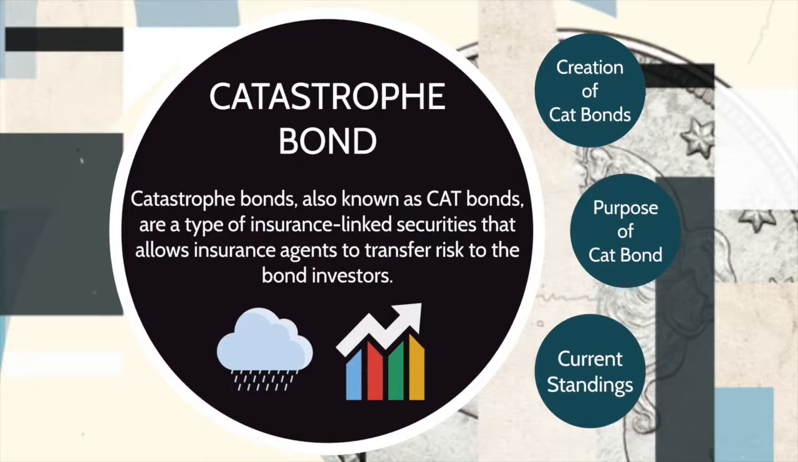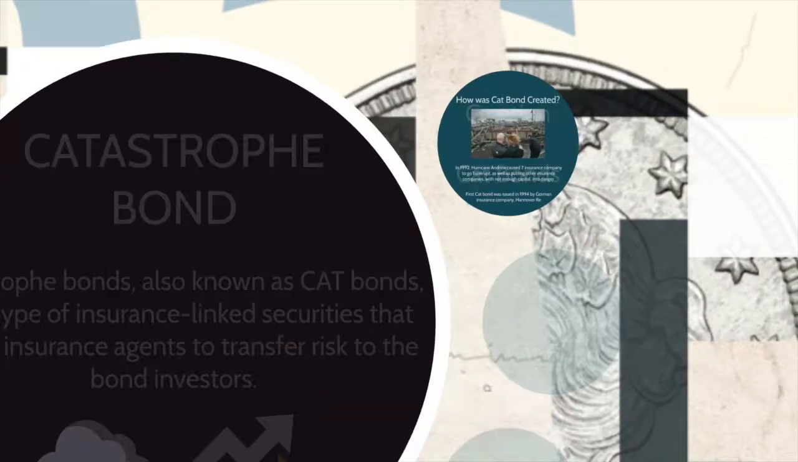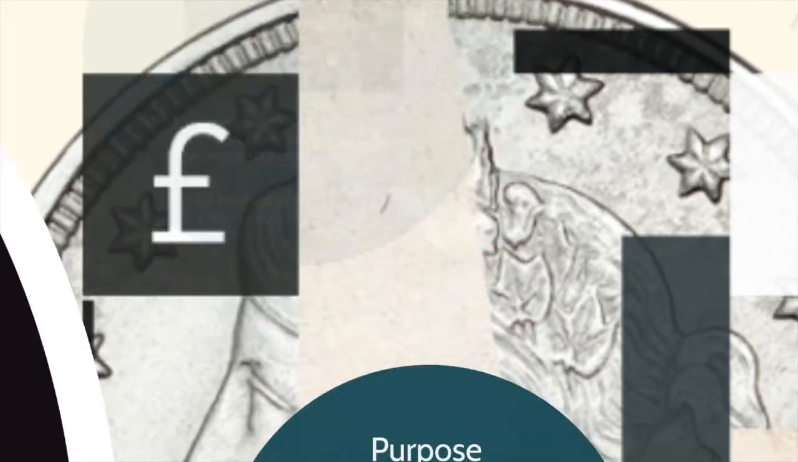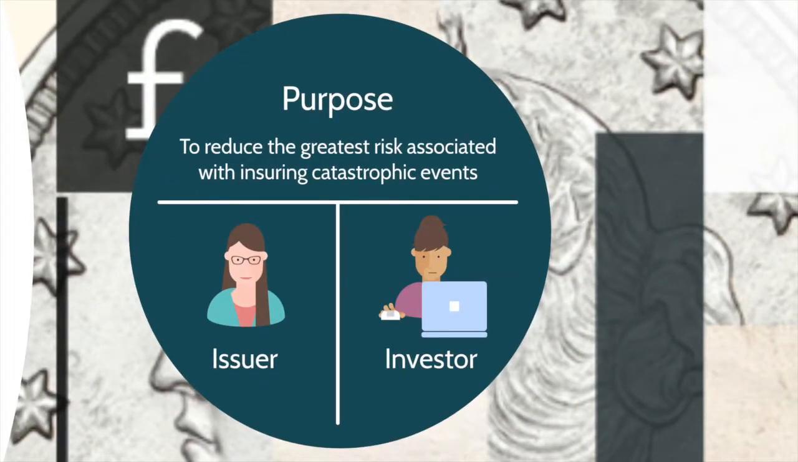Catastrophe bonds, also known as cat bonds, are a type of insurance-linked securities that allow insurance agents to transfer risk to bond investors. The idea of securitizing catastrophe risk came after Hurricane Andrew in Florida in 1992. This catastrophic event caused 7 insurance companies to go bankrupt, and the first cat bond was introduced in 1994 by a German insurance company.